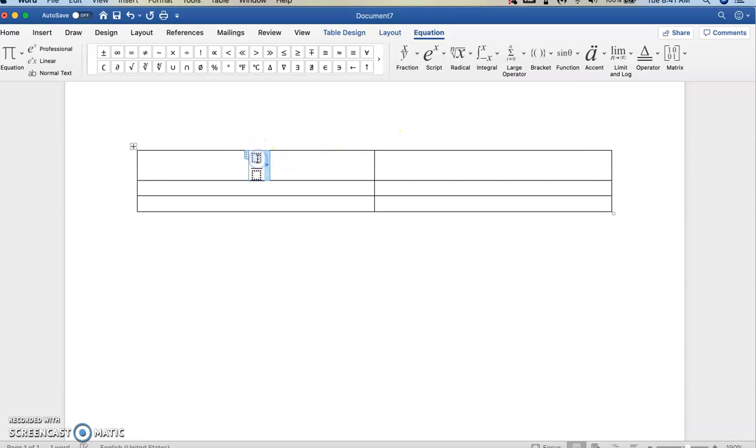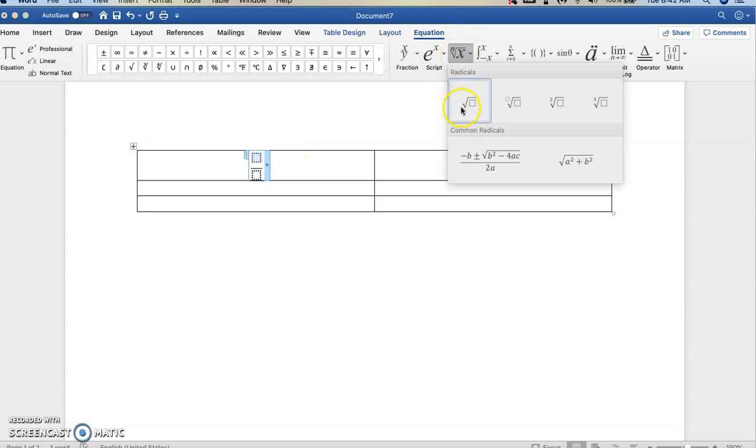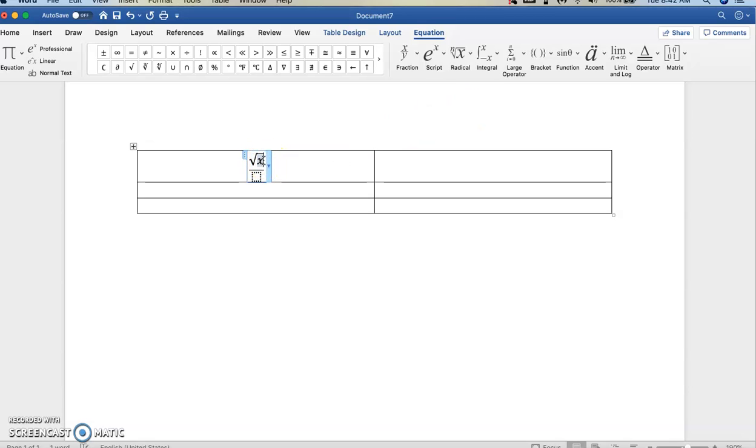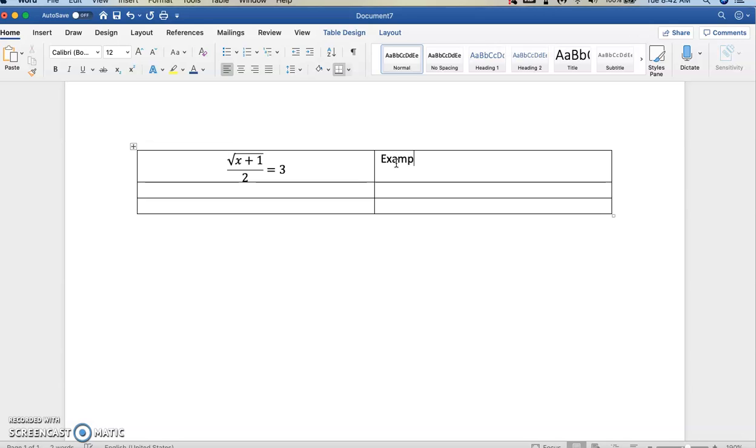I want a square root on top, so I go to Radical, and I hit that. Now I'm ready to type in the x plus 1. Go below, and I'll have a 2, and that is equal to 3. And over here, I would just type in example problem. Now, you might type in week 1, number 2, if that's what you were assigned for week 1. Okay, now I'm going to start solving it.